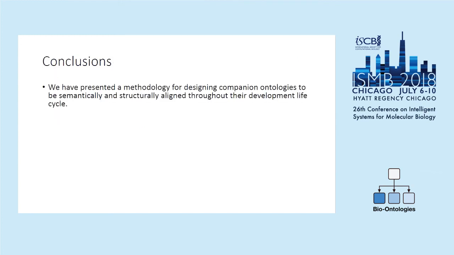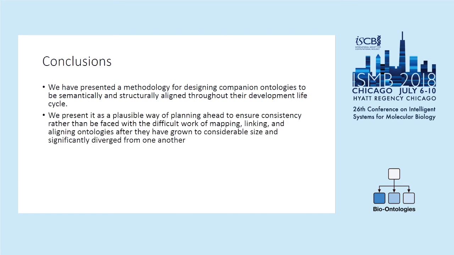So here we've presented a methodology for designing companion ontologies, so that two very closely related ontologies can be semantically and structurally aligned throughout their development life. And you don't need to have these two evolving on their own independently and then try to use complex ontology alignment, what I call post hoc ontology alignment, to try to get them back into sync.